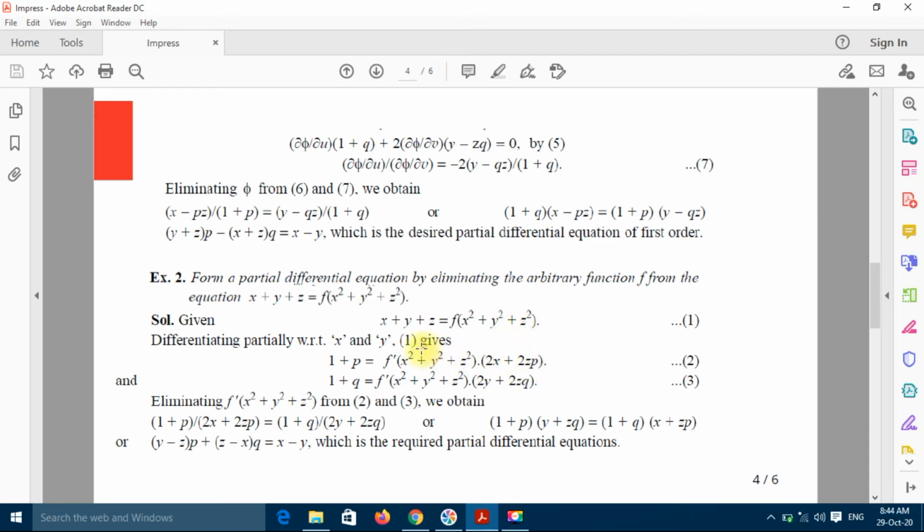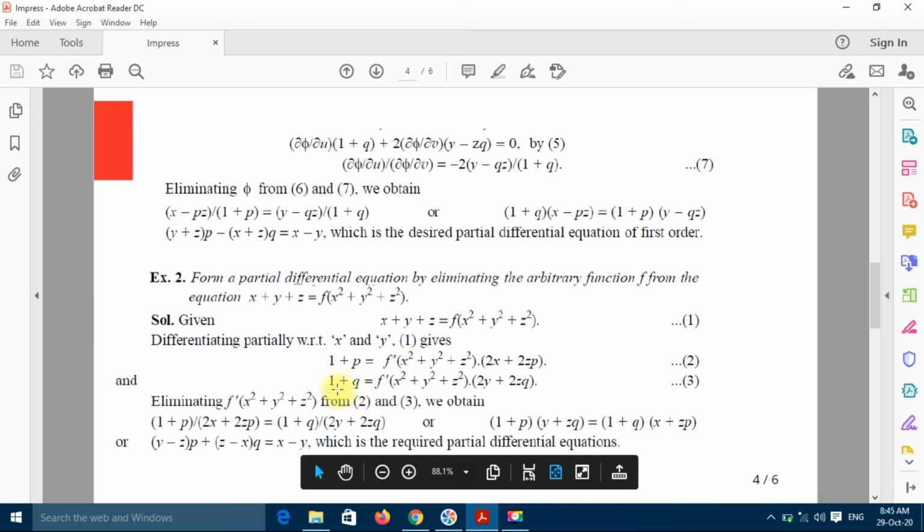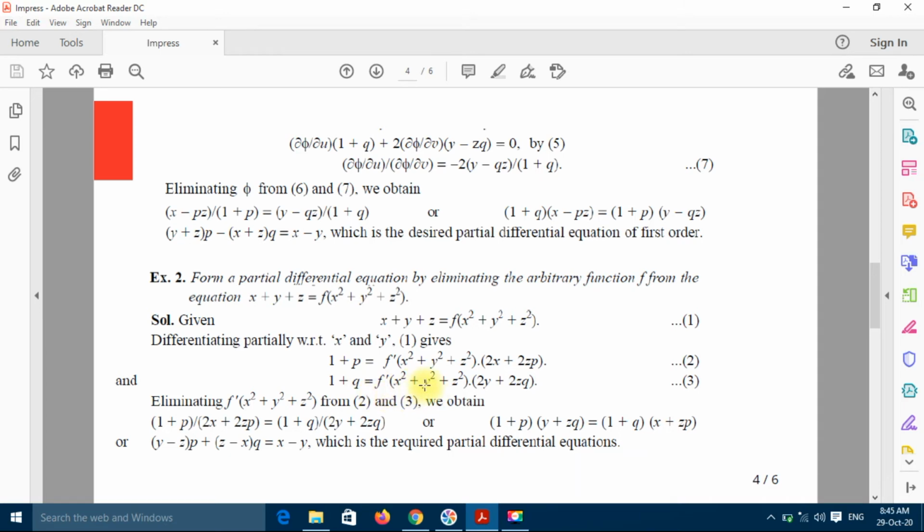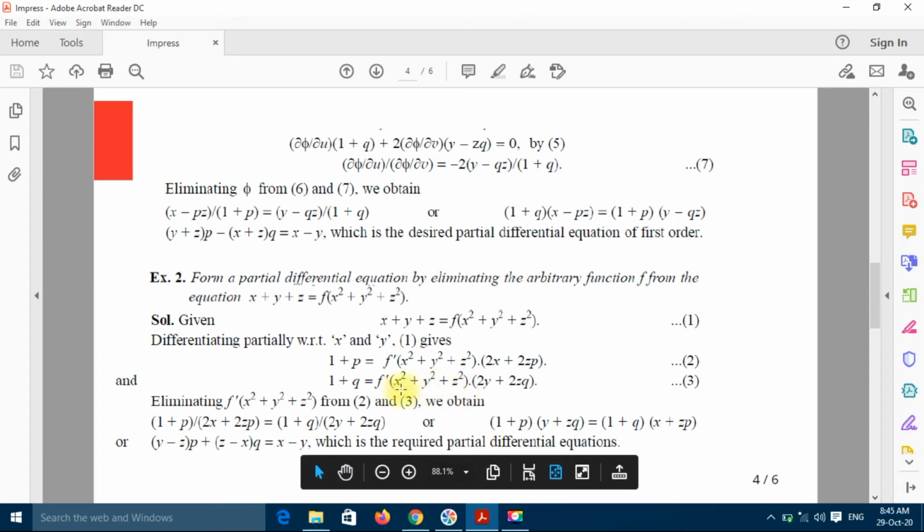Now again differentiate equation number 1 with respect to y. The partial derivative of x with respect to y is 0, the partial derivative of y is 1, and the partial derivative of z with respect to y is q, so this becomes 1 plus q. And the partial derivative of f of (x square plus y square plus z square) is f dash of (x square plus y square plus z square), times the partial derivative of x square plus y square plus z square, which is 2y plus 2zq.